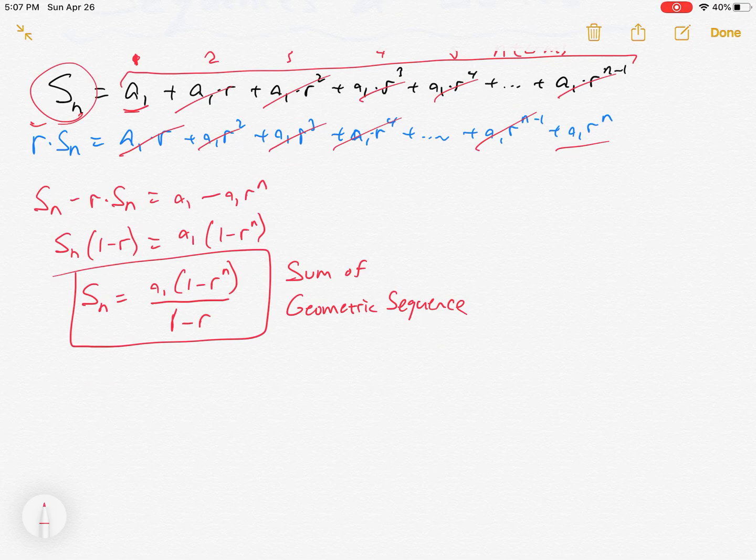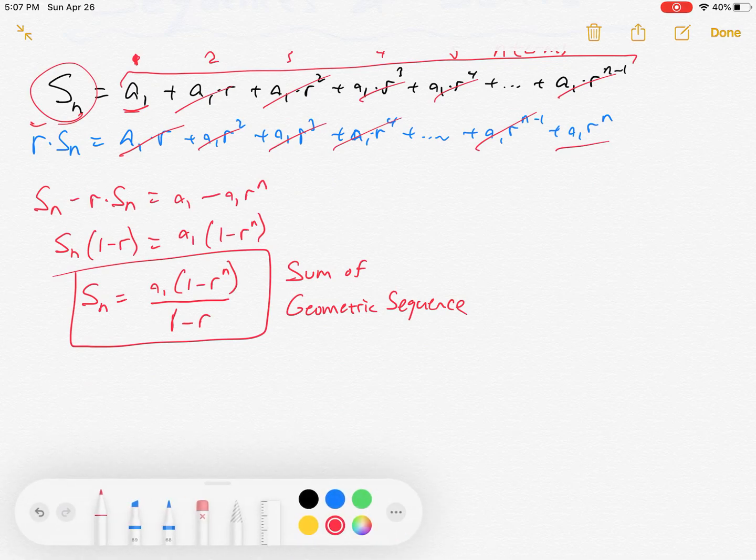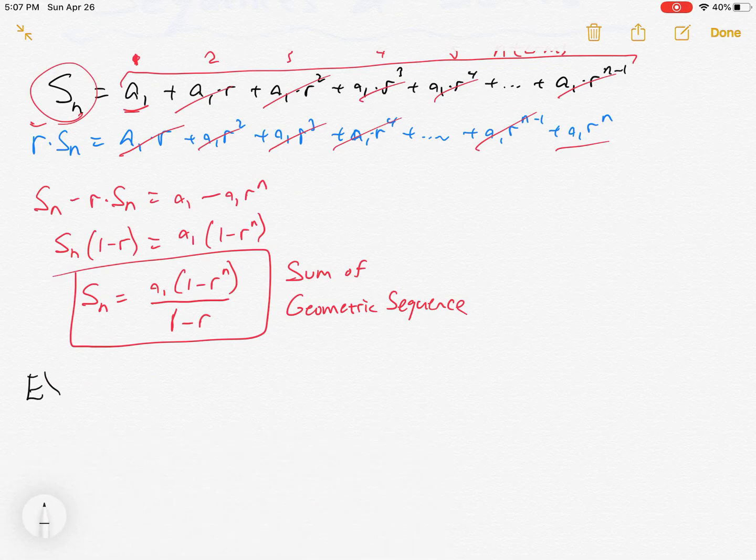So this is for a sum of a geometric sequence, or something that's called a geometric series. Kind of cool. You don't need to know how to prove that, but I just want to show you where it comes from. Now we're going to do a handful of examples, talk a little bit about infinity, and be done.